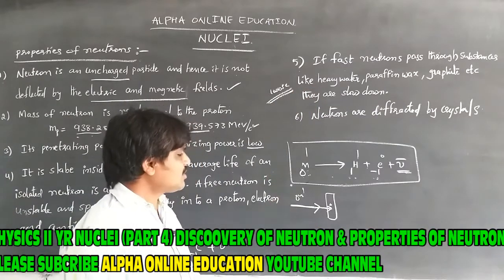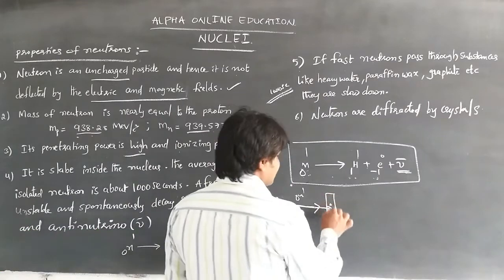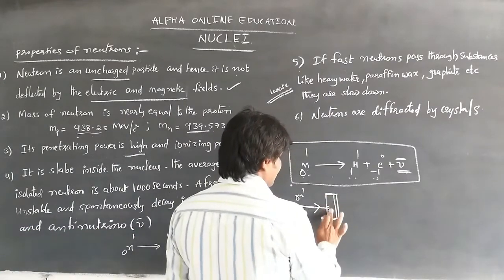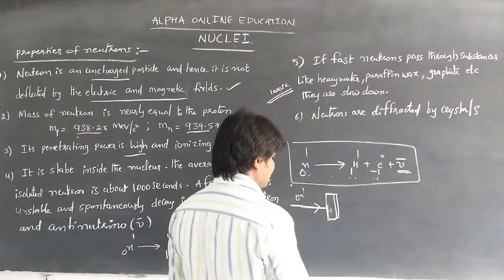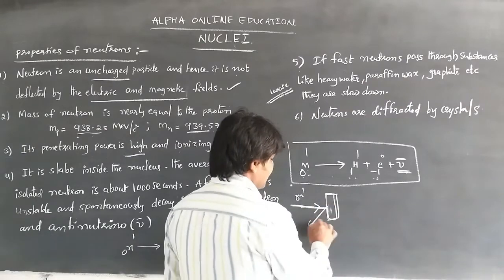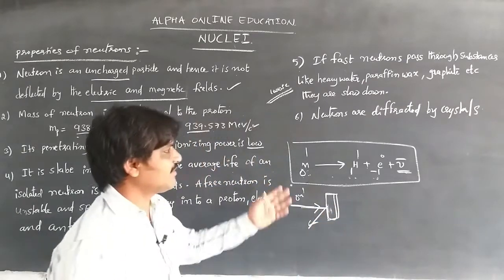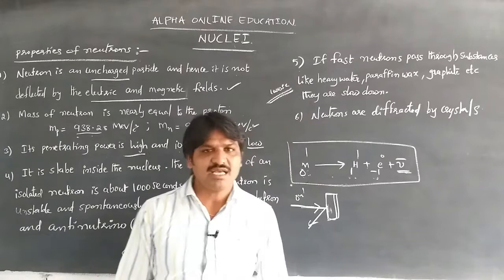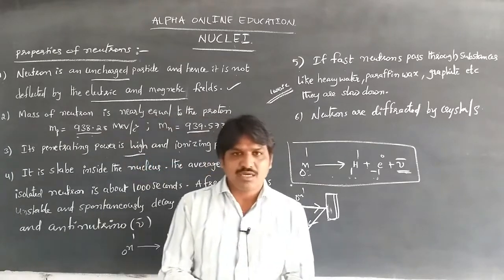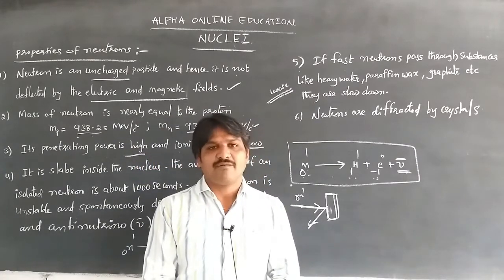And neutrons are diffracted by crystals. Whenever a crystal is placed in the path of the neutrons, they will be diffracted. This is about the properties of a neutron.